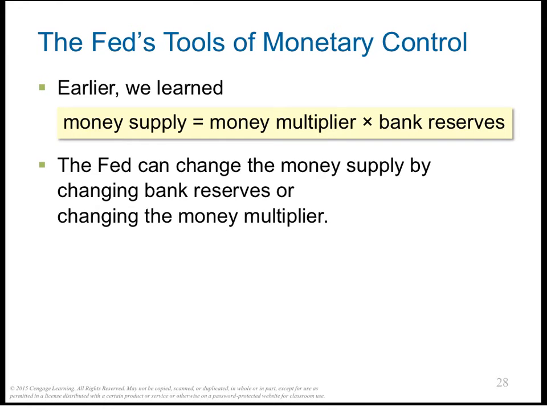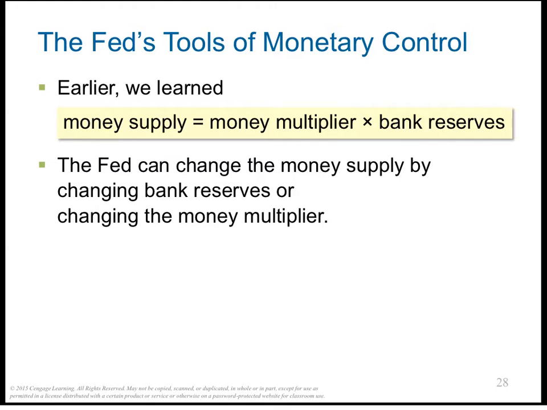So in the last part of this chapter, we are going to talk about the Fed's tools of monetary policy. As we have already discussed, the Federal Reserve is responsible for controlling the supply of money. And now we understand how banking works. Now we will understand how banks create money in a system of fractional reserve banking.